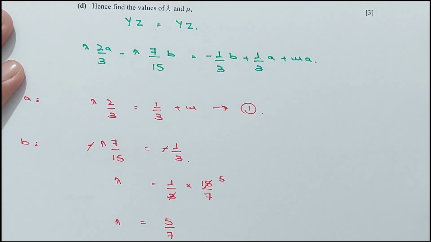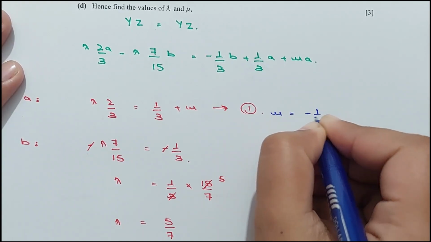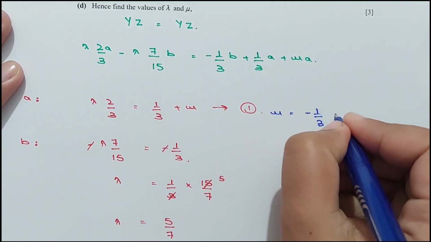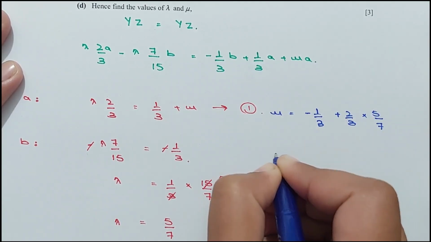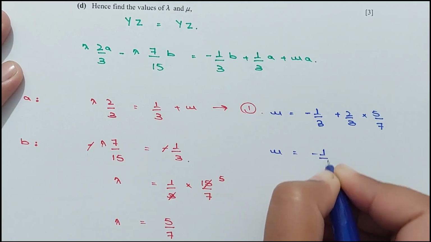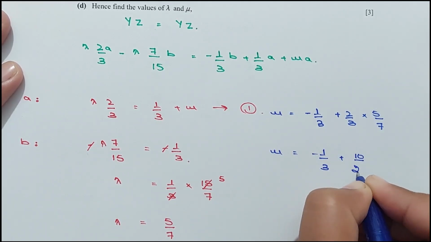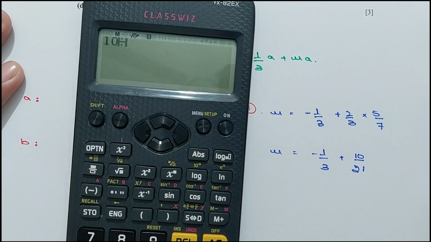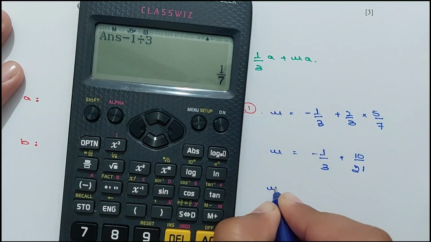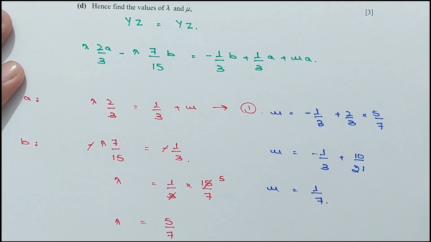So when lambda is 5 by 7, let me plug into the first equation. Mu should be equal to minus 1 over 3, shifting 1 over 3 to the other side, and plus 2 by 3 lambda. 5 by 7 is the lambda value. So mu should be equal to minus 1 by 3 plus 2 times 5 is 10 and 3 times 7 is 21. Okay, 10 over 21 and subtract 1 by 3. 1 by 7 is the mu. So mu value is 1 by 7 and lambda value is 5 by 7.